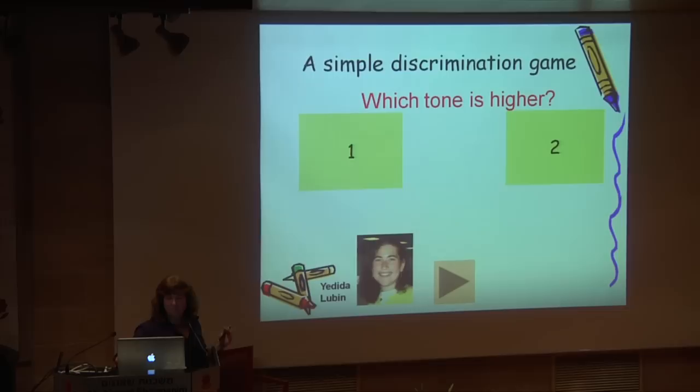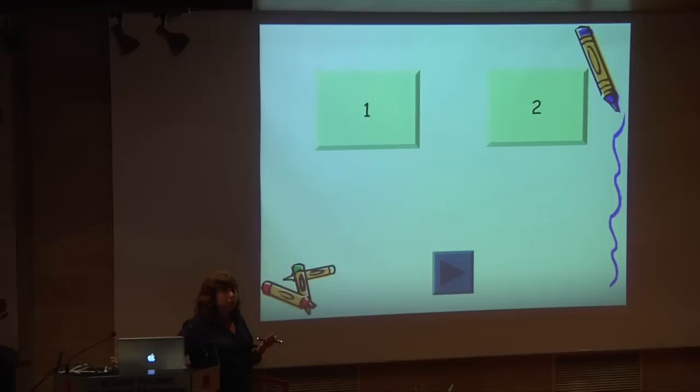Now, this is a simple task. It's a discrimination task. We're extremely good at it, even though individuals really vary in how good they are, and what it taps, I'll address. But basically, it's considered to tap basic mechanisms because it's about frequency. Frequency is already mapped at the cochlea, right? So it's very simple.